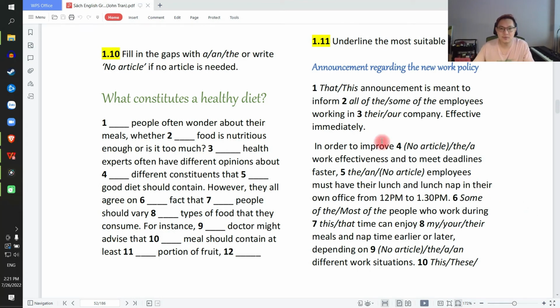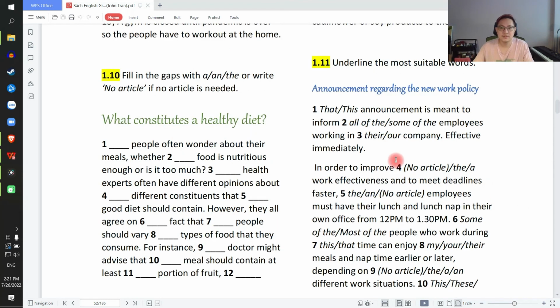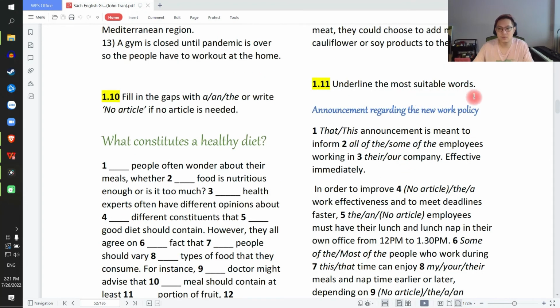Alright, now let's come to 1.11. You need to underline the most suitable words. Bài này được yêu cầu, các bạn được yêu cầu là phải gạch dưới những từ phù hợp nhất. So basically, well, there could be two good answers or one good answer. So don't think that there's only one good answer, okay? Những câu này có thể là nó có một số chỗ có hai đáp án đúng chẳng hạn, cho nên đừng có nghĩ là chỉ có một đáp án đúng thôi nha các bạn.